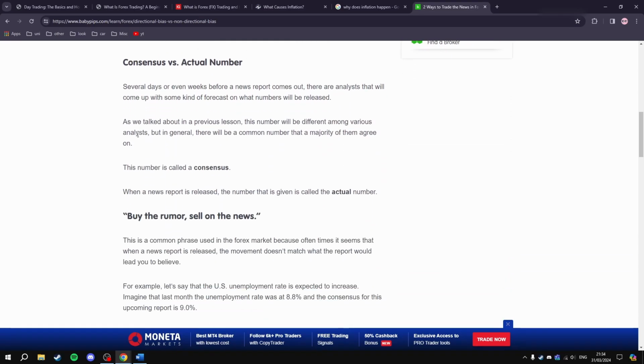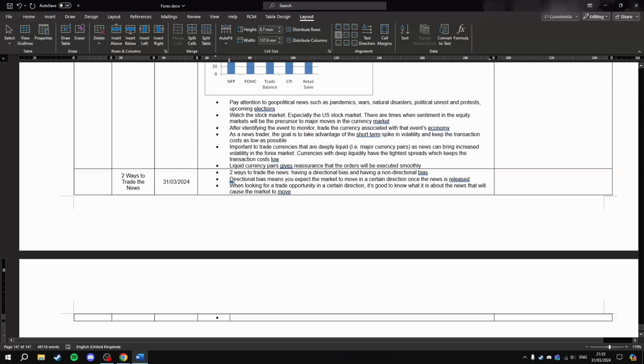Consensus versus actual number. Several days or even weeks before a news report comes out, there are analysts that will come up with some kind of forecast on what numbers will be released. As we talked about in a previous lesson, this number will be different among various analysts, but in general there will be a common number that a majority of them agree on. This number is called a consensus. When a news report is released, the number that is given is called the actual number.